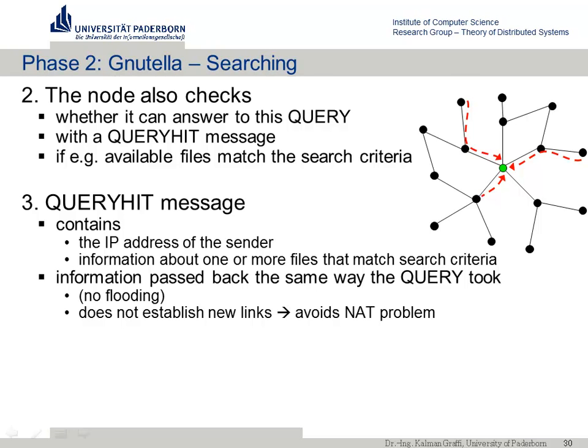And these two pieces of information are sent over the way that the query went. The messages are sent back to the query sender. So, for example, if the time to live was 7 and the query was walking along, then the query hit is walking the same way back to the requester.